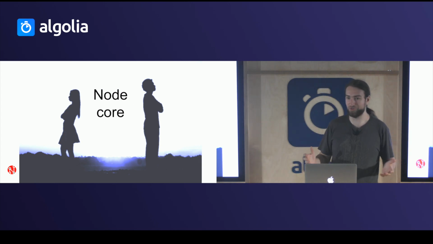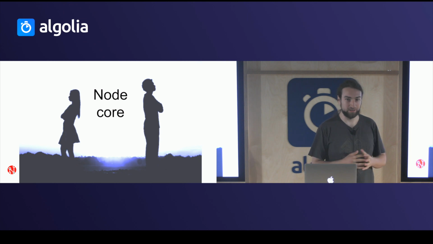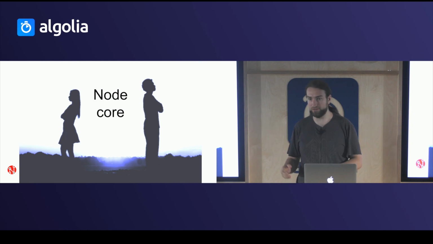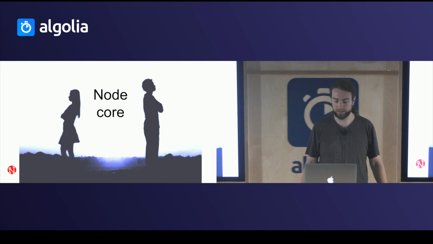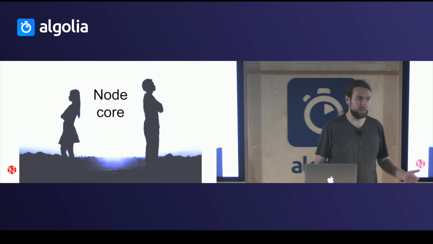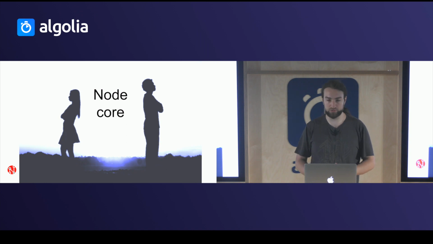So that's not really a love story, right? You don't really like each other. And that's why we don't have native promise support until now. It's mainly callbacks all the time. That's how Node Core dealt with it. Why is it that way? Well, callbacks are super fast, for example. And that's one of the reasons why we didn't implement promises earlier.